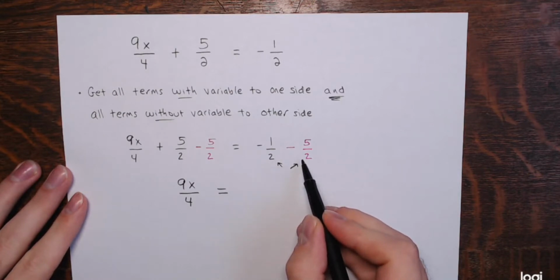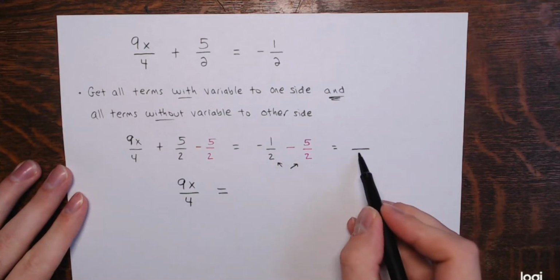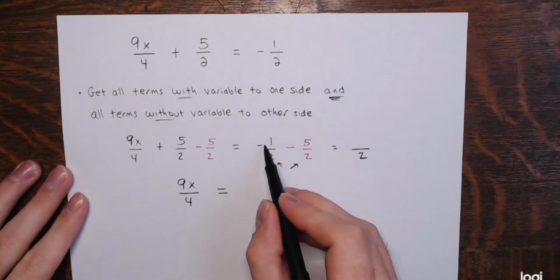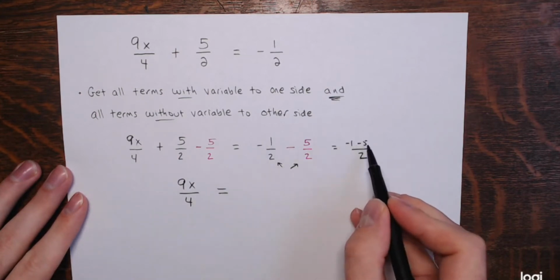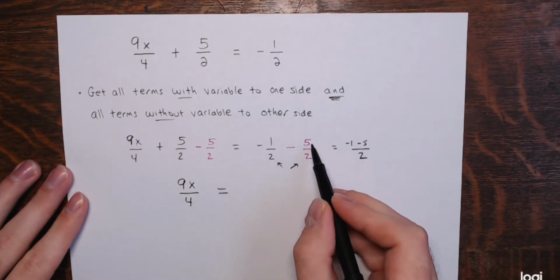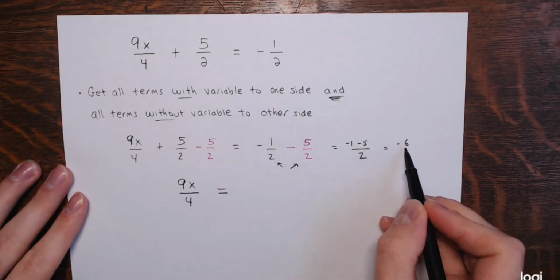And remember, when you add and subtract numbers with the same denominator, that denominator stays. So still a denominator of 2. You just combine the numerators, which are -1 and -5. So -1 plus -5, or -1 minus 5. So this on the right side here, -1/2 minus 5/2 is -6/2. -6 divided by 3. But that simplifies to just -2.